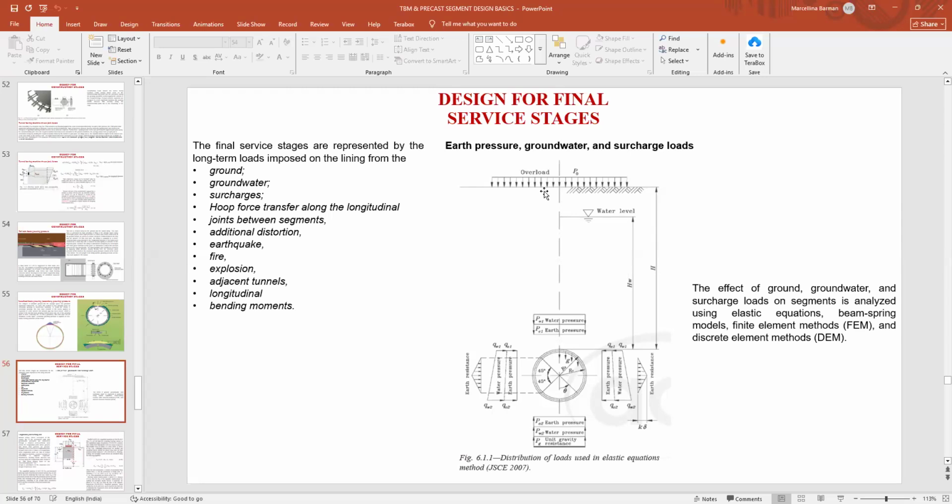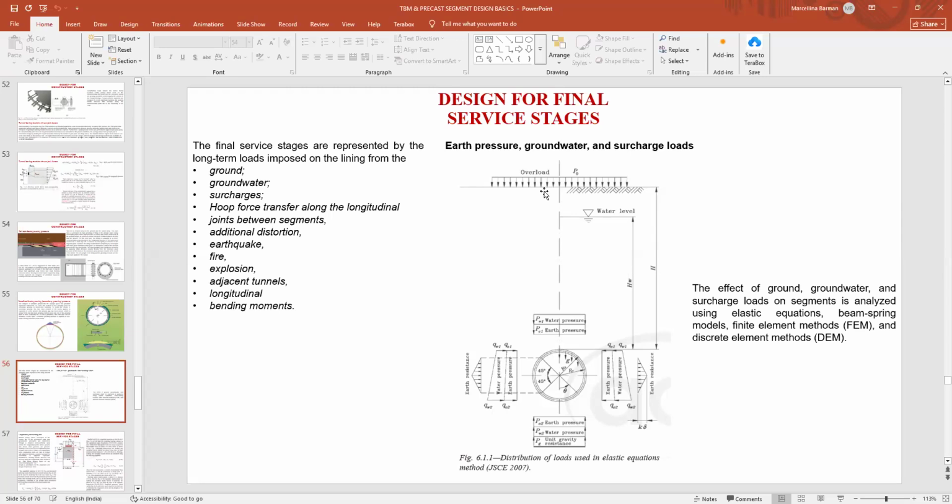Additional distortion means that there is a limit of the deformation or distortion of the segment, which is around 25 mm. If there is additional distortion or movement due to the ground loading, or due to the distortion of the segment, that also creates additional moment in the segments. So that is the additional distortion. We mostly check the distortion of the segment, or whatever the allowable limit of deformation of the segments on the diameter. So that is the additional distortion part.